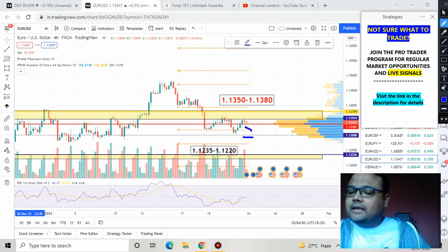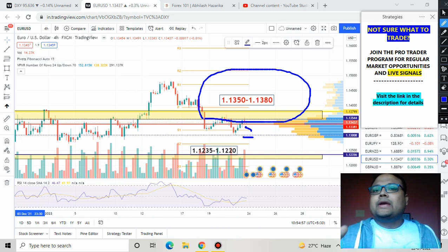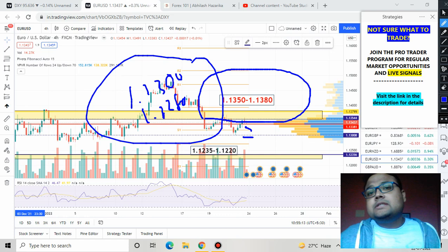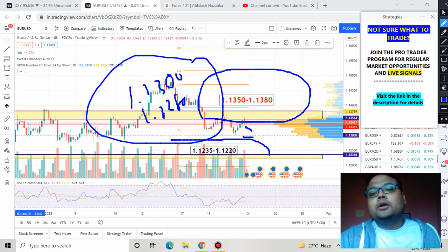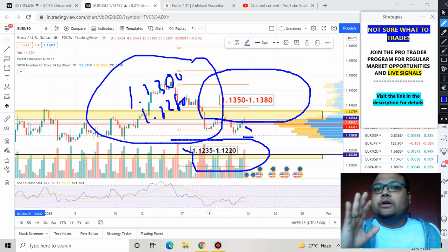As I just said, the levels are intact on Euro USD: 1.1350 to 1.1380 on the upside. If the market reverses from this level, you can take a sell position, and if the market comes down and bounces from the level of 1.1300 to 1.1280, you can take a buy. If it breaks the level, if you see heavy buying on DXY US dollar, then you can also take a sell position, and ultimate support at 1.1230 to 1.1220. These are the important levels for Euro USD.